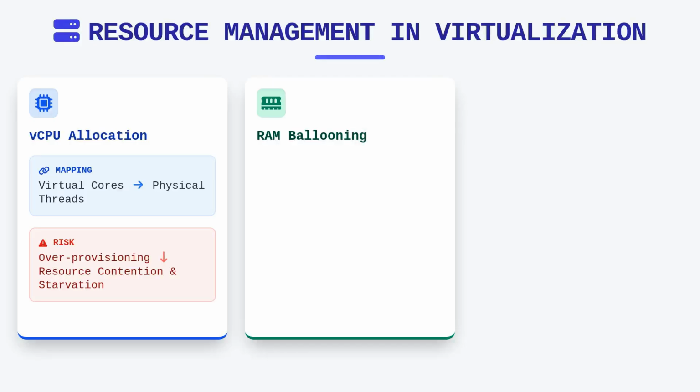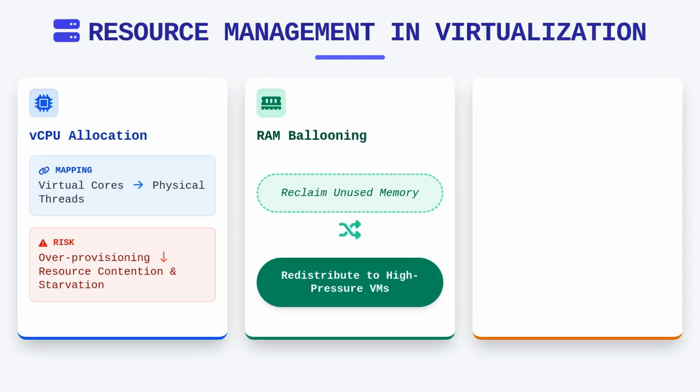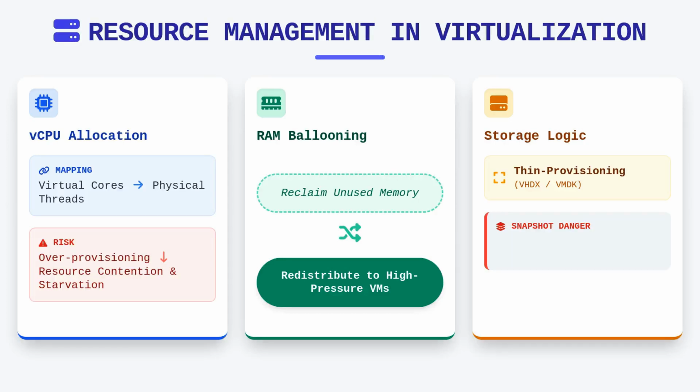RAM ballooning is another ingenious strategy where the hypervisor reclaims unused memory from guest machines that are not actively utilizing their full allocation, effectively redistributing that memory to VMs under higher pressure. Similar logic applies to storage, where virtual hard disks like VHDX or VMDK files are often thin-provisioned to save space while dynamically growing as data is written. However, this flexibility can be a double-edged sword.